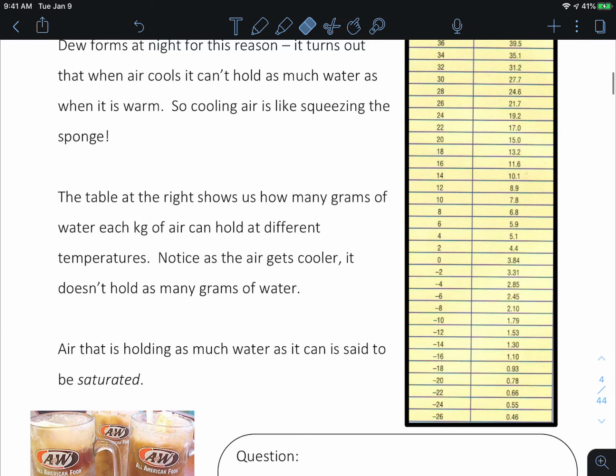The table at the right shows us how many grams of water each kilogram of air can hold at different temperatures. This is a table that you'll use in a couple of different experiments or questions. The air that is holding as much water as it can is called saturated. So when you actually reach that 15 grams at 20 degrees, that is saturated air. It is air that has 100% relative humidity.